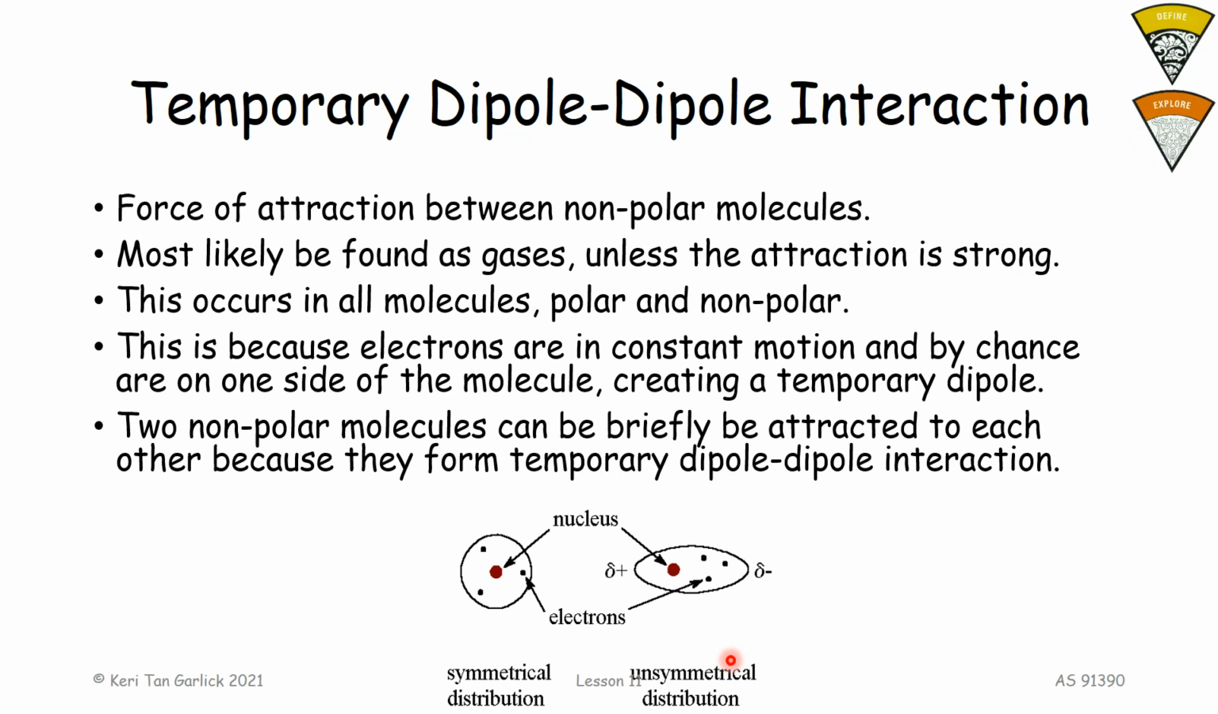The thing is that when one temporary dipole is created, it can influence atoms, or I should say molecules, nearby it, and it will force the other molecule to also form a temporary dipole. That's because in this case we have one end of the molecule that's slightly positive, and so that's going to attract the electrons of another molecule, pulling them closer and inducing it to become a temporary dipole, thus forming our temporary dipole-dipole interactions and the attractive force that's now present.